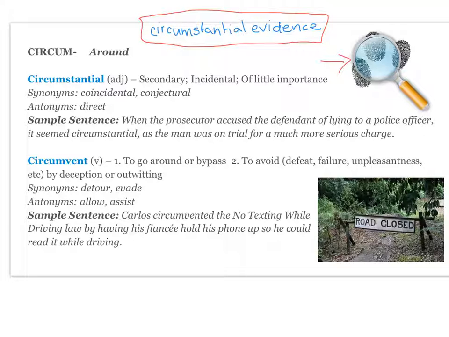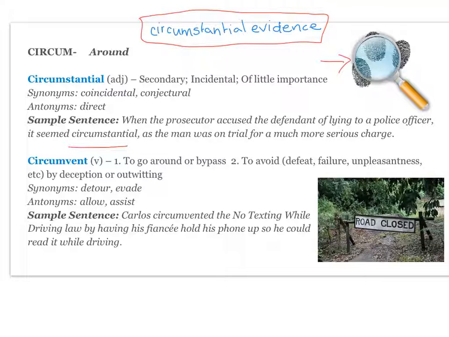Your sample sentence says, when the prosecutor accused the defendant of lying to a police officer, it seemed circumstantial, as the man was on trial for a much more serious charge. So you see there, it was circumstantial that he lied to the police officer. It didn't really matter in terms of the larger case.